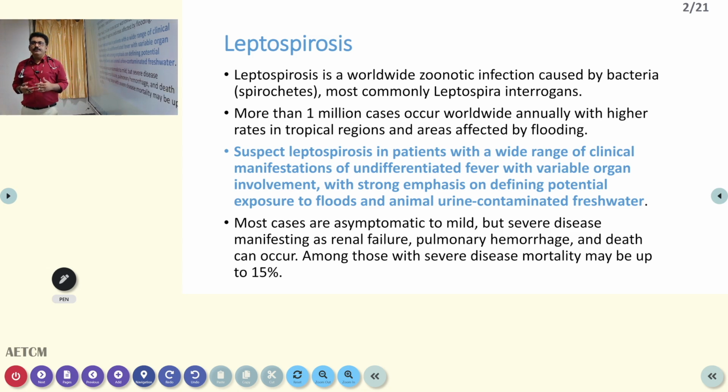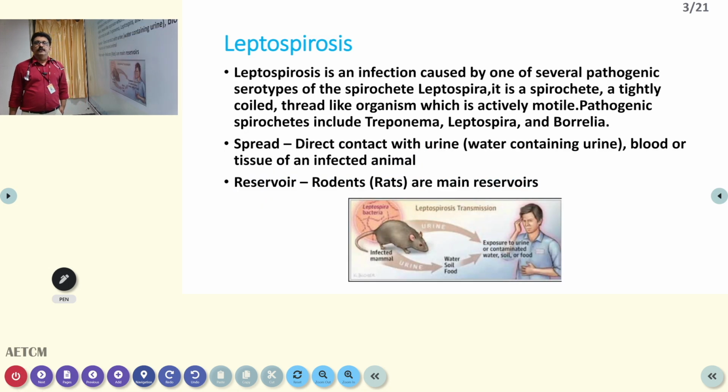That also we'll see. The main contamination by this organism occurs through the urine of infected animals. That's why we call it a zoonotic disease. They come from an animal to the water. Water will be contaminated, and through wounds in our legs or foot, it can enter our circulation. That produces the symptoms of leptospirosis.